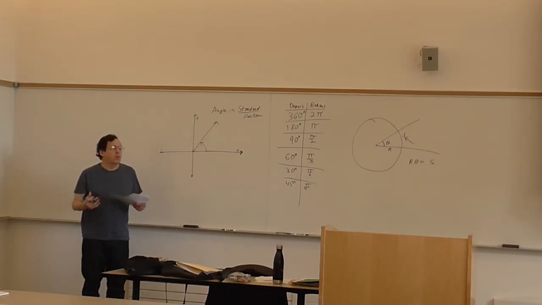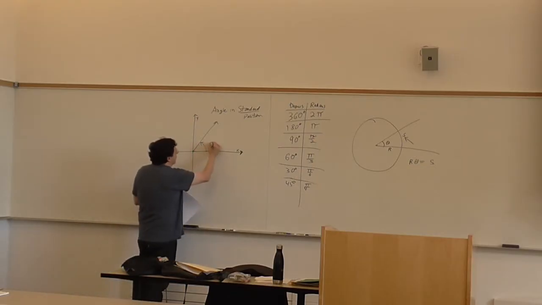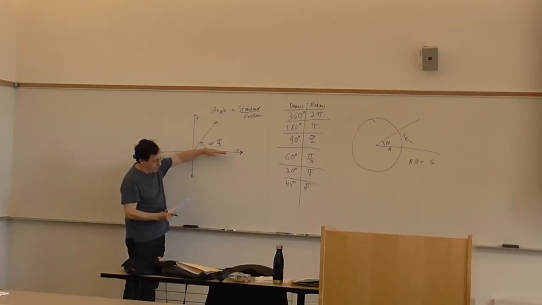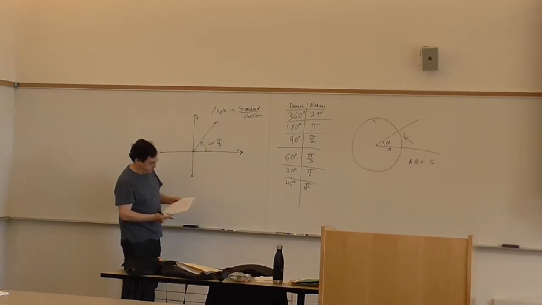So for a typical angle we deal with, like this, let's say this is a 60-degree angle, or it's pi over 3. We've got our starting ray, and we call this, it's not important, the name, we call it a terminal ray.